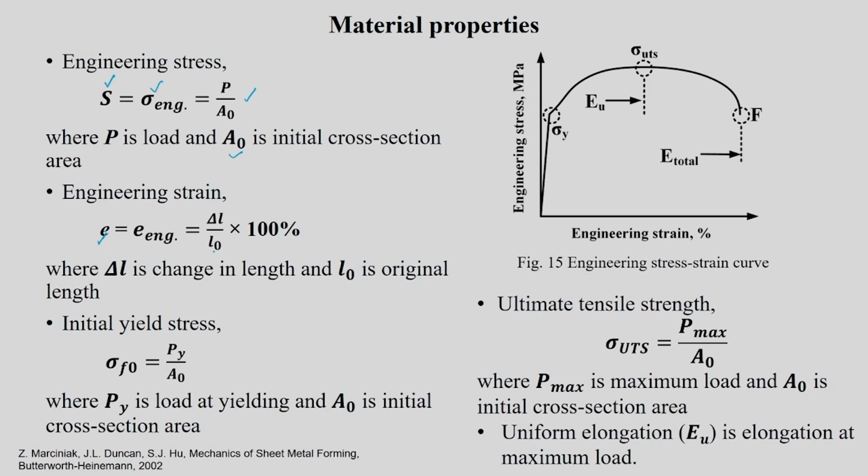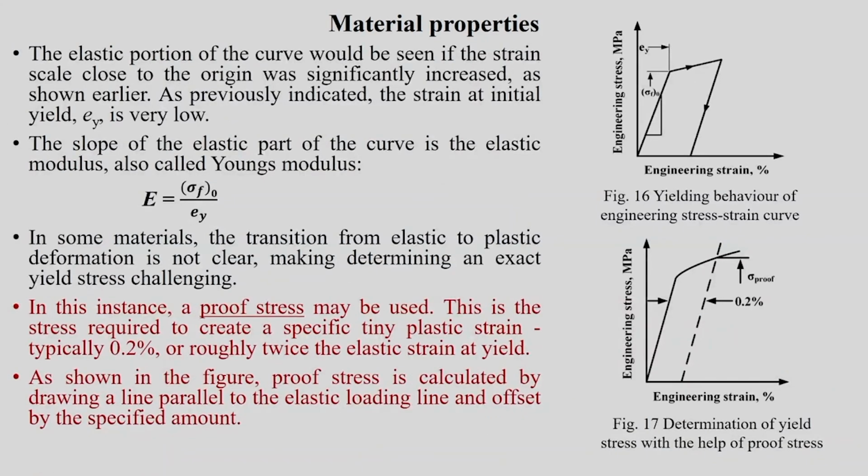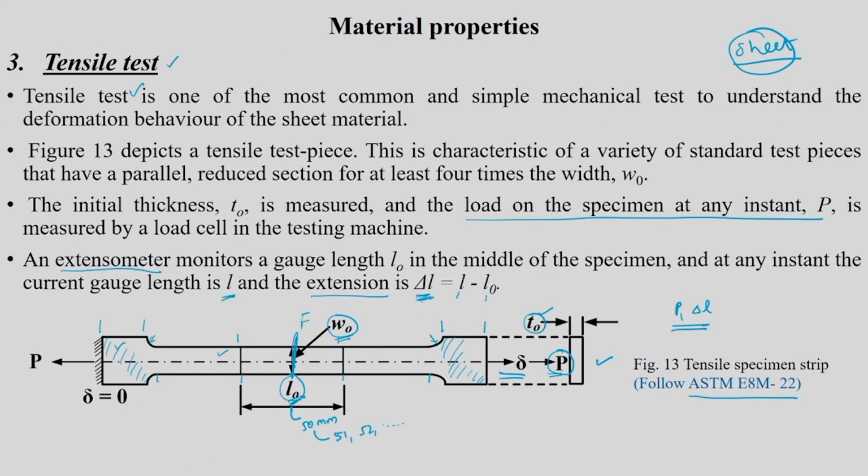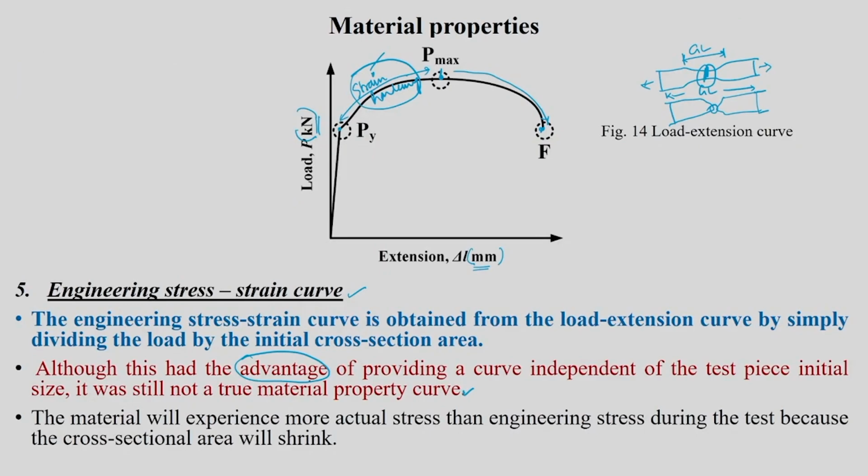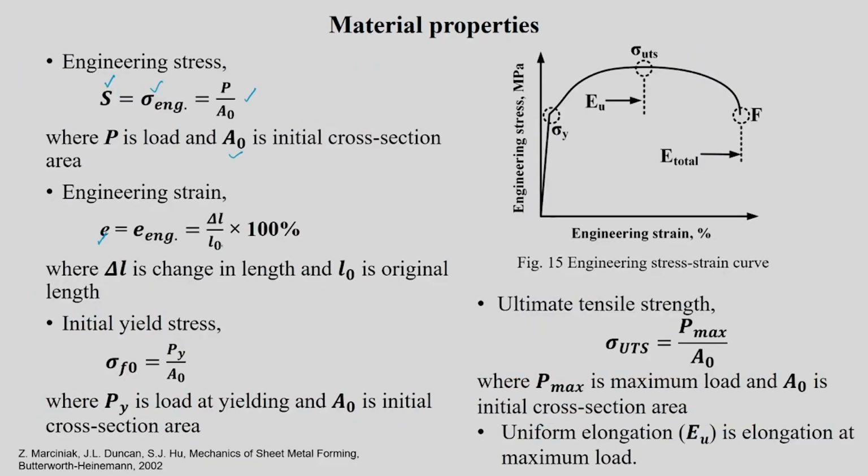What is delta L? Delta L is the formula which you have used before, isn't it? Delta L is L minus L naught. Delta L by initial gauge length, multiplied by 100, will give you that in percentage. That means, 51 minus 50 divided by 50, 52 minus 50 divided by 50, like that you can calculate it and you will get engineering strain in percentage. You can keep it as it is also, where delta L is the change in length and L naught is the original gauge length.